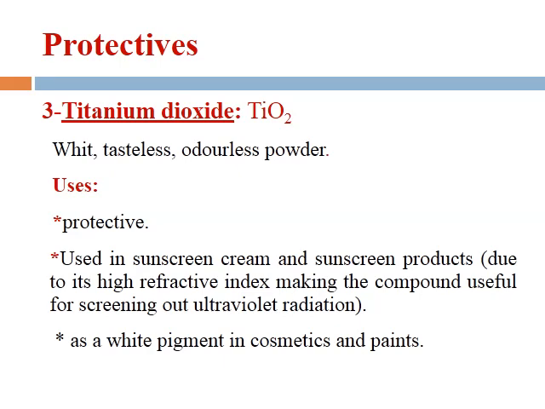Titanium dioxide is a white, tasteless, odorless powder, and it is used as a protective and also in sunscreen creams and sunscreen products, due to its high refractive index, making the compound useful for screening out UV radiation, and as a white pigment in cosmetics and paint.